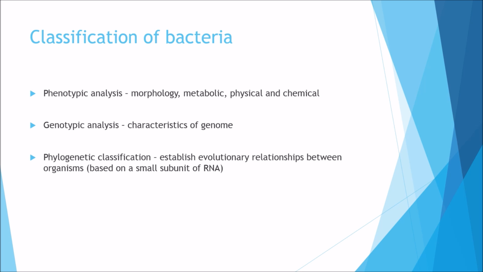When it comes to classifying bacteria, we can do it in a number of ways. We can do a phenotypic analysis, which is in regard to their morphology, metabolic, physical and chemical characteristics. We can do a genotypic analysis, which is the characteristics of their genome. Or we can do a phylogenetic classification, which we can use to establish evolutionary relationships between organisms based on a small subunit of RNA which is located within them.